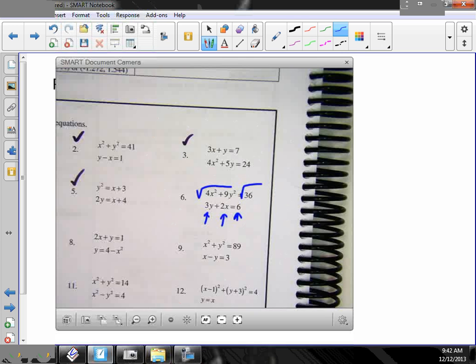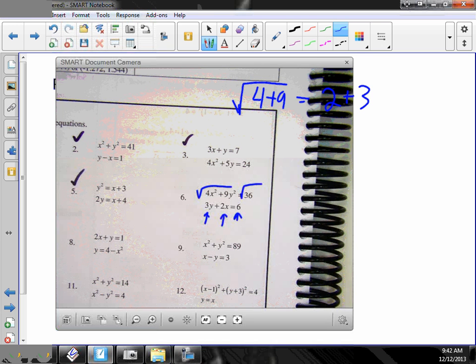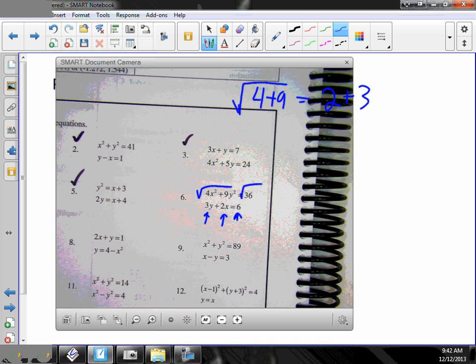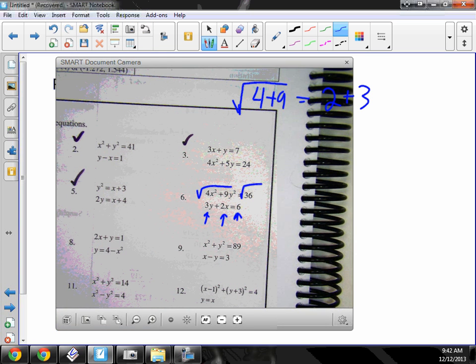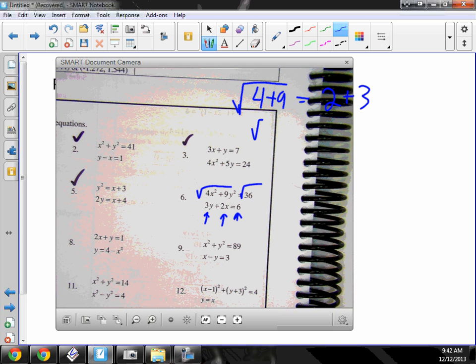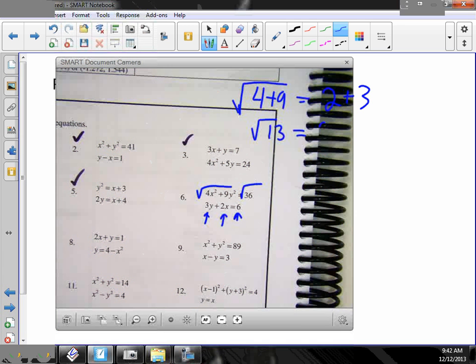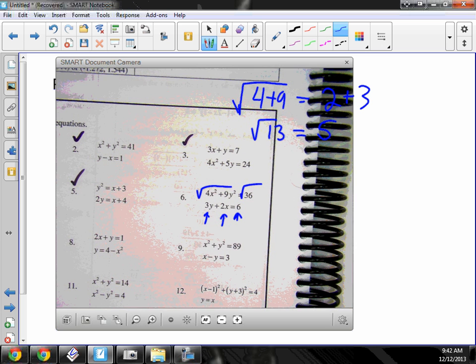Here's the reason. If I did 4 plus 9 and square rooted that, is that the same as 2 plus 3? Right, you do the inside first and you get 13. Is the square root of 13 equal to 5? Not even close. Square root of 13 is 3.7.